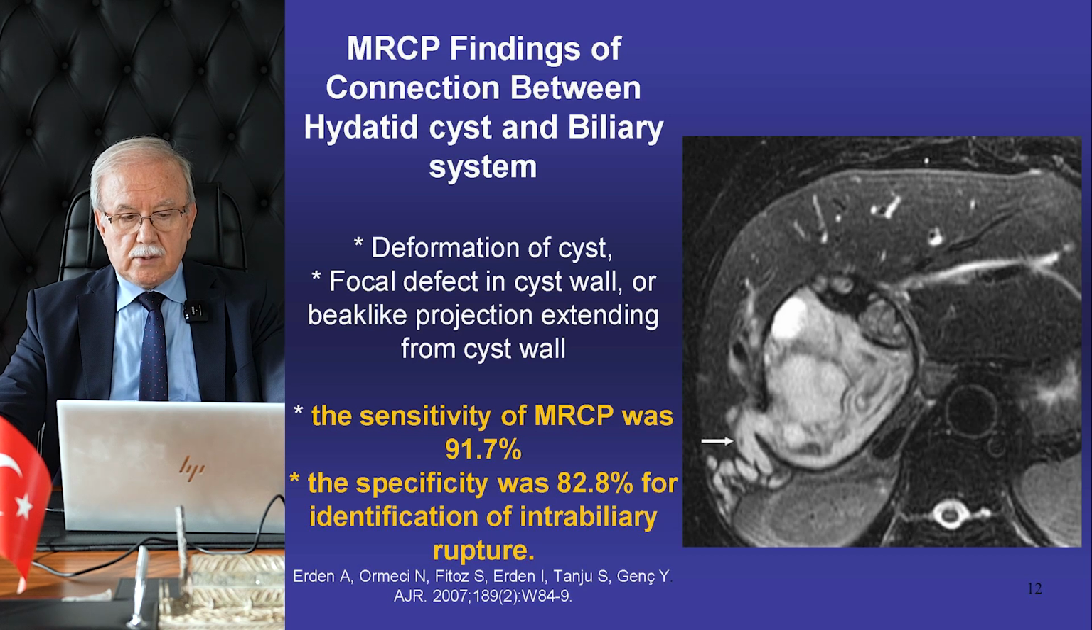If there is a fistula between the cyst and the biliary duct, then we can use MRCP. According to our experience, findings were deformation of the cyst, a focal defect in the cyst wall, or a beak-like projection extending from the cyst wall, like this. The sensitivity of MRCP was 91.7% and specificity was 82.8% for identification of intrabiliary rupture.